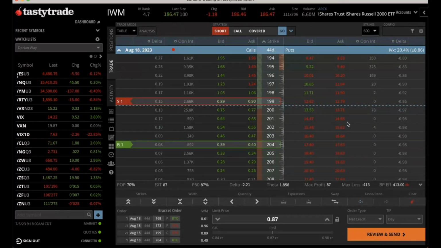Your probability is still the same, 70% chance of winning, because we have the 15 delta on both sides.